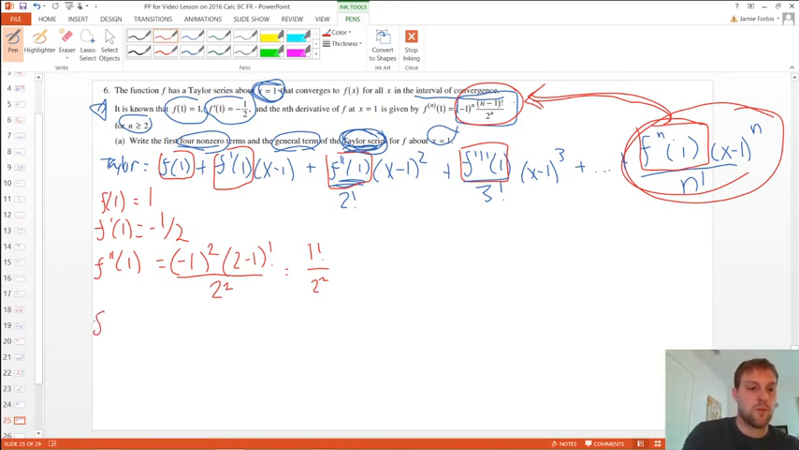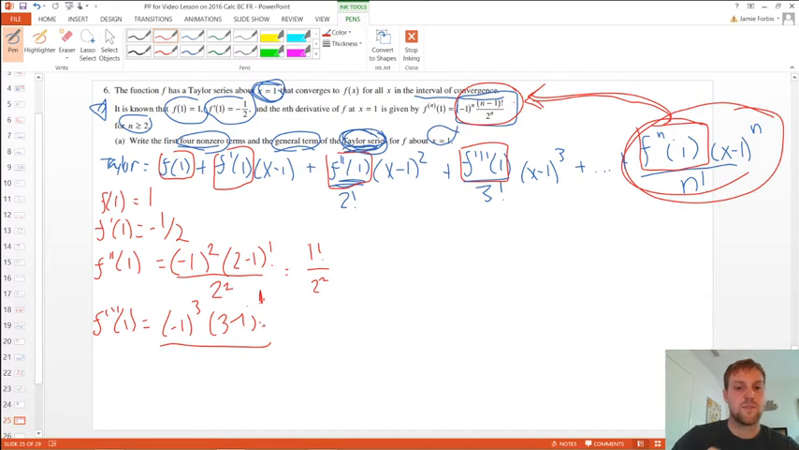Now, f triple prime of 1 is equal to negative 1 cubed, 3 minus 1 factorial over 2 cubed, which is equal to negative, because it's alternating, so negative, and that's going to be 2 factorial over 2 cubed.